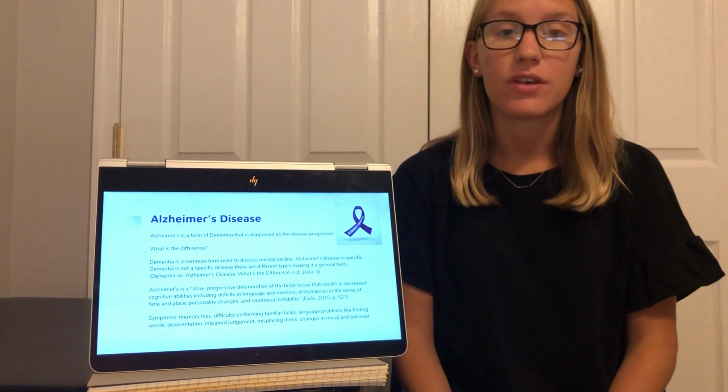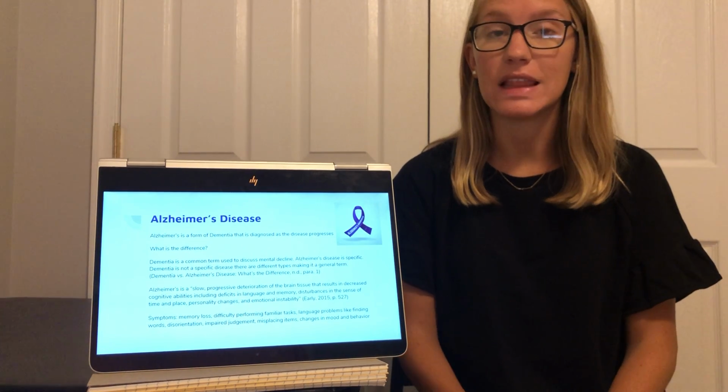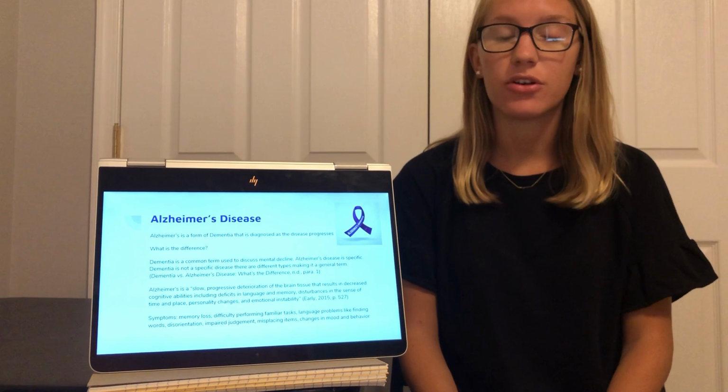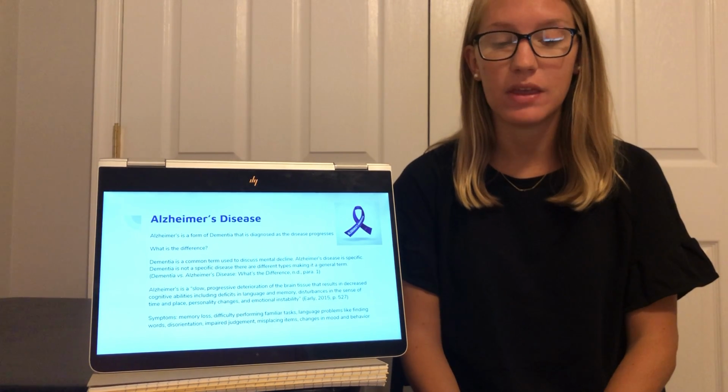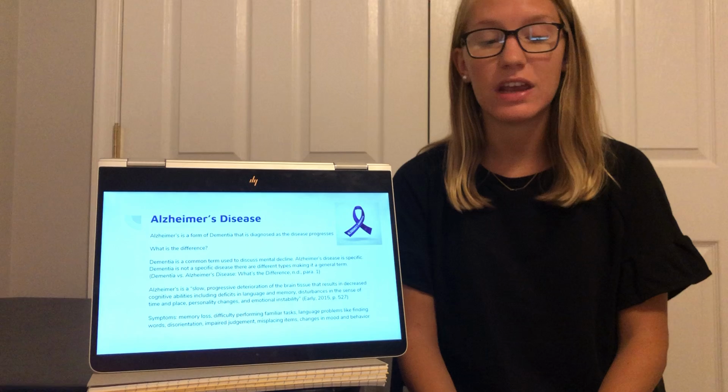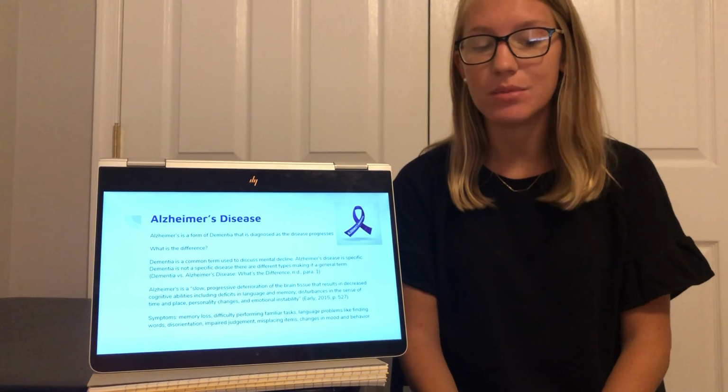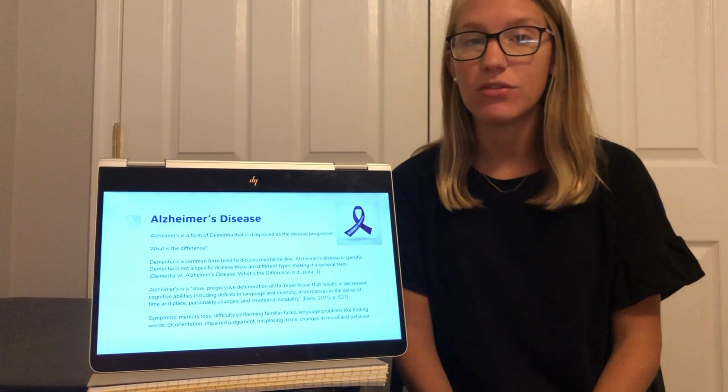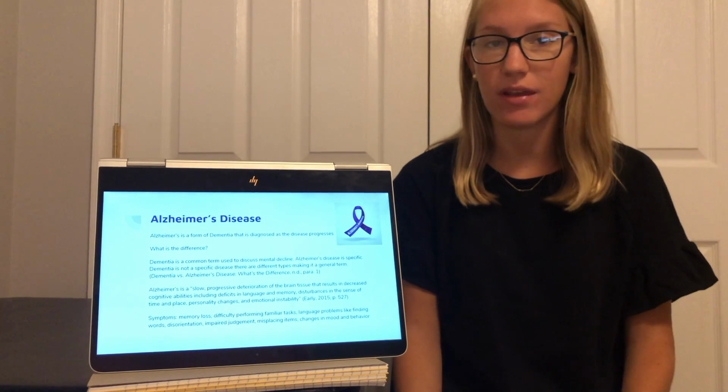Symptoms of Alzheimer's are deficits in language and memory, disturbance in sense of time and place, personality changes, emotional instability, difficulty performing familiar tasks, and misplacing items.